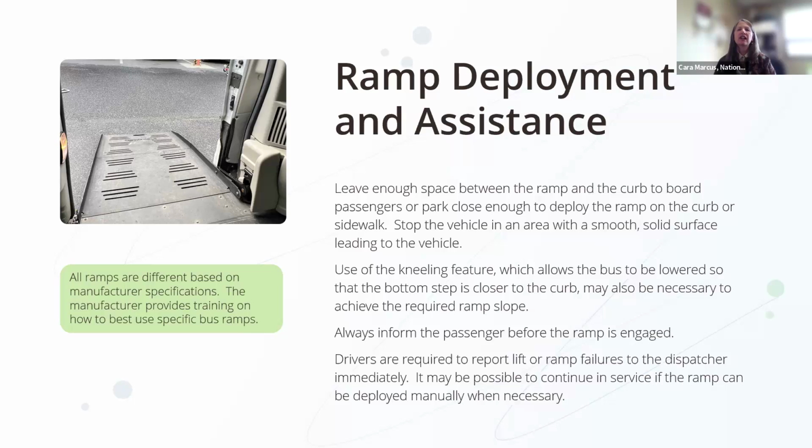But like lifts, leave enough space between the ramp and the curb to board passengers, or park close enough to deploy the ramp on the curb or sidewalk. Stop the vehicle in an area with a smooth, solid surface leading up to it. The use of the kneeling feature, which allows the bus itself to be lowered so that the bottom step is closer to the curb, may also be necessary to achieve the required ramp slope. Just like a lift, always inform the passenger before the ramp is engaged. And this is very important.